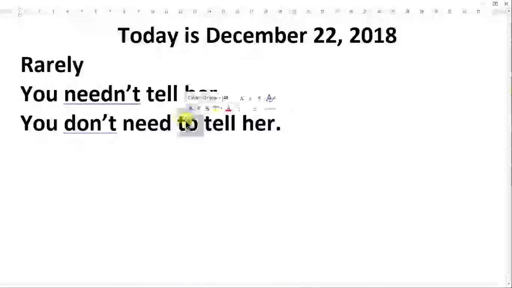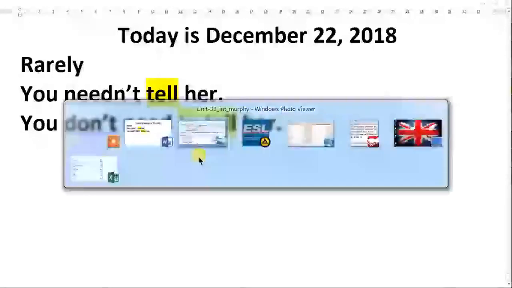Look at here. As you can see, there's "to" after need. You don't need to tell. But here, we don't say you needn't to tell. No, we say you needn't tell. In short, "to" never comes after n't verbs, for example, don't, won't, can't, shouldn't, mustn't. We never use it.